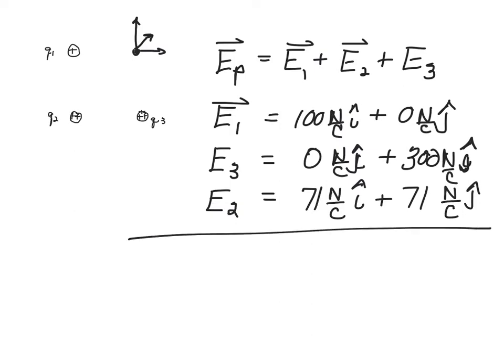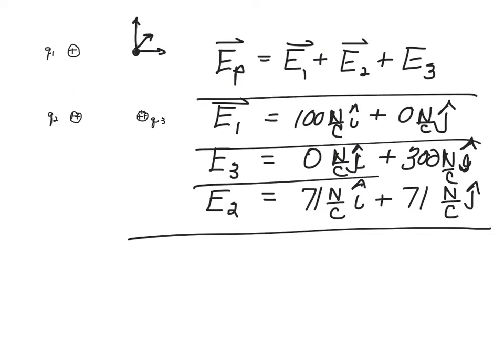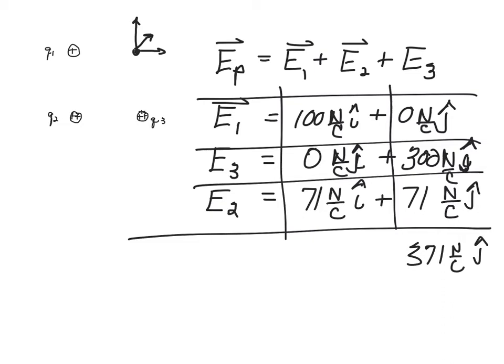And then we add them all together, right? Remember back in week 3 when we did vectors, we made tables of x and y components, right? So think of this as a table, and this is how you should think about it. And then you add these, and you're going to get 371 newtons per coulomb in the j hat direction, and 171 newtons per coulomb in the i hat direction, and that is E total. That is E at point P. That's the vector, the two components, and that's all you had to do.